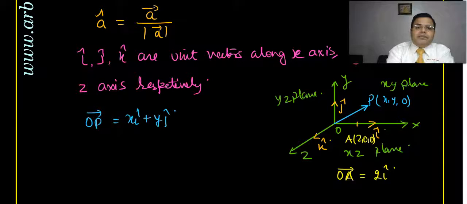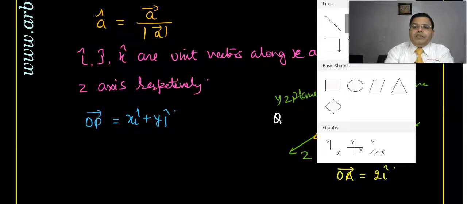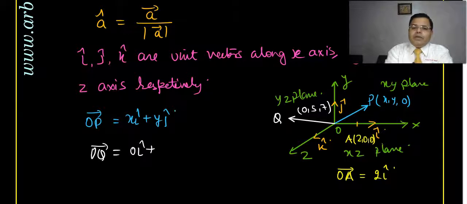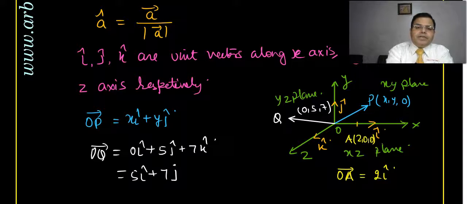Similarly, if there is any other point, say Q, and it lies in the yz plane, then obviously the x coordinate will be 0. So the point is (0, 5, 7). Here OQ can be written as 0i, which need not be written, plus 5j plus 7k. So OQ equals 5j plus 7k.